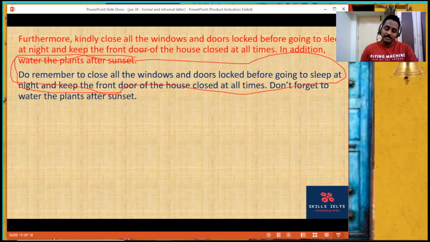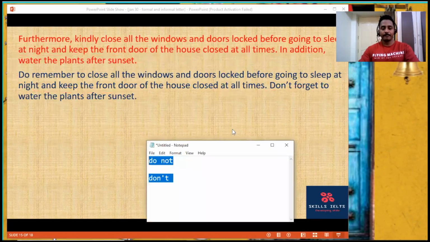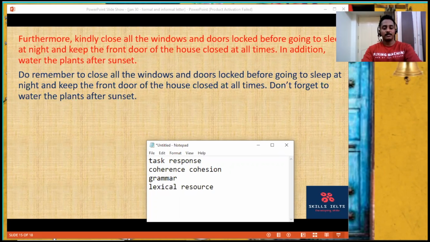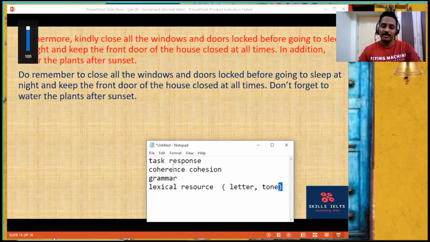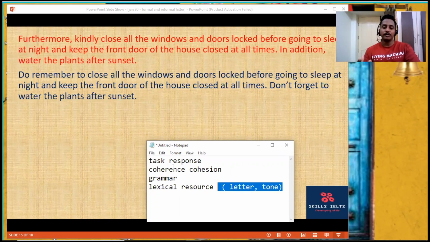The evaluation method is the same as this. No change at all. Ditto the same: task response, coherence and cohesion, grammar, lexical resource. For essay and letter writing it is the same, but here is where it differs for the letter. You call it tone. Tone is where, in lexical resource, you study what kind of words you're using and how you are framing the words. Here it becomes tone. That's the only difference.